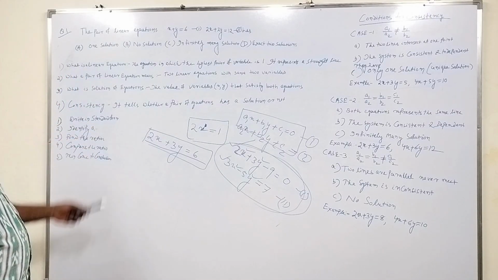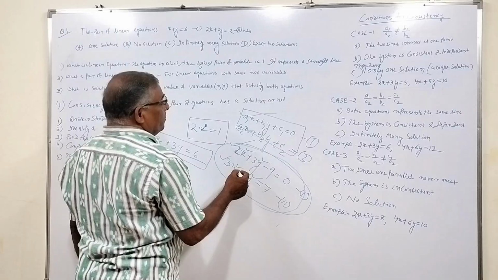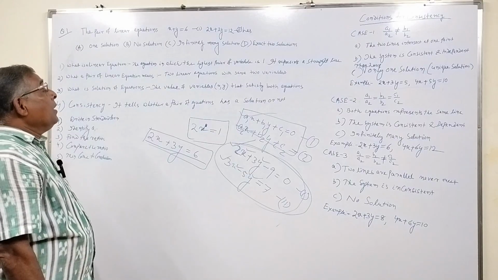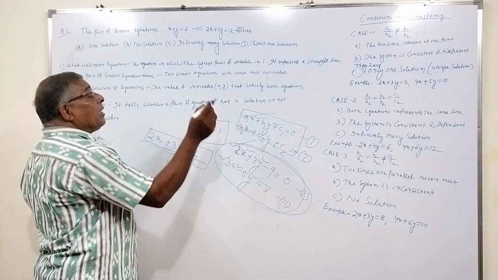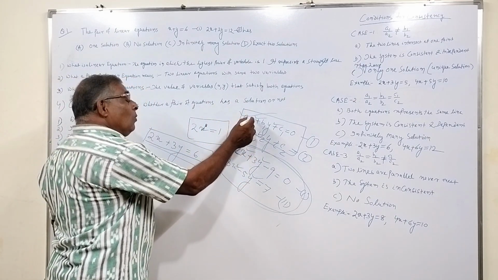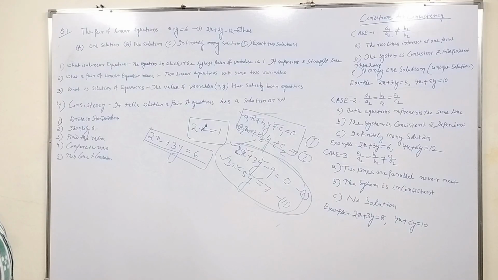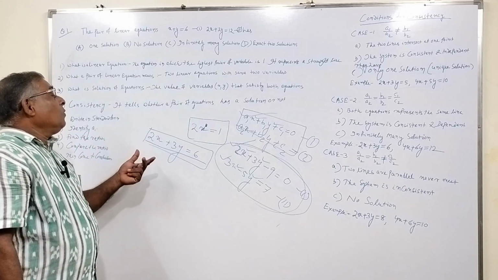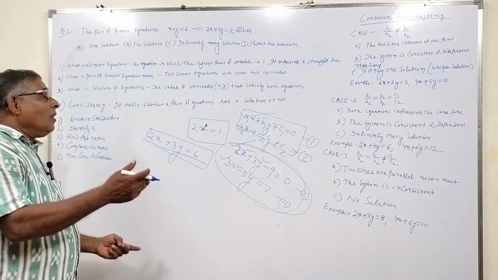What is a solution? These are the equations. What is the solution of these equations? The values of the variables x and y that satisfy both equations. The values which satisfy both equations are known as the solution of the equations. Then what is consistency? Consistency tells whether a pair of equations has a solution or not.